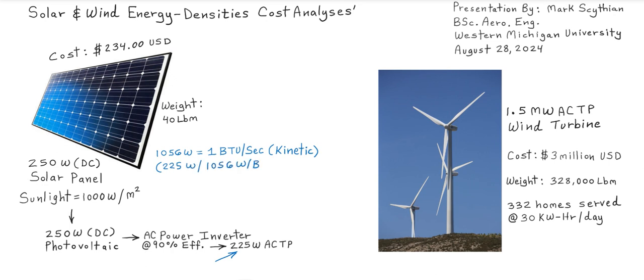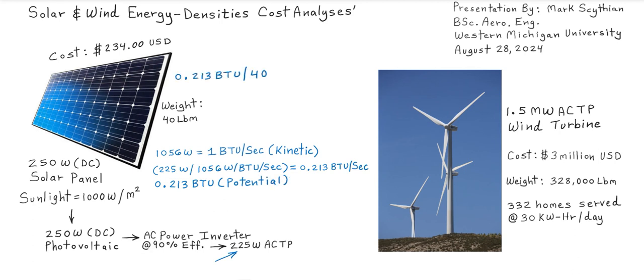So we know there's 1056 watts for every 1 BTU per second output in the form of heat regarding kinetic energy. So if we were to first figure out what that is in equivalent heat, the 225 watts of AC true power is equivalent to 0.213 BTUs per second with respect to potential energy. And so we can divide that into the weight per solar panel, and we have an energy density of 0.005 BTU per pound for solar.